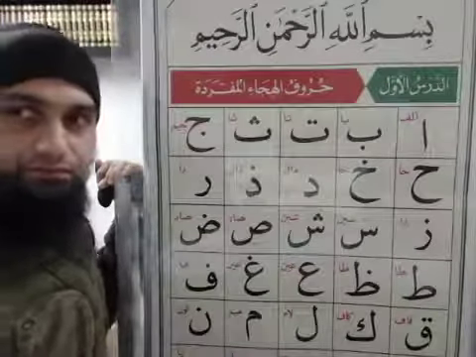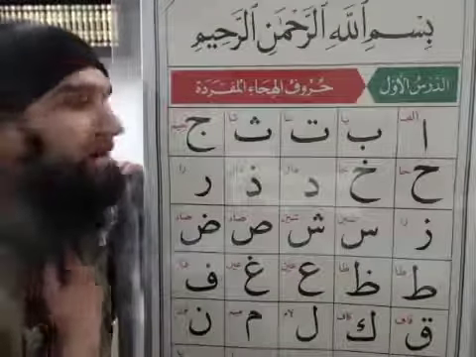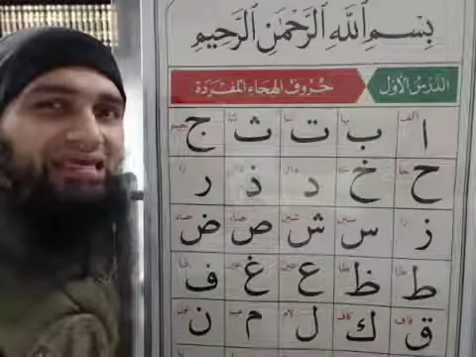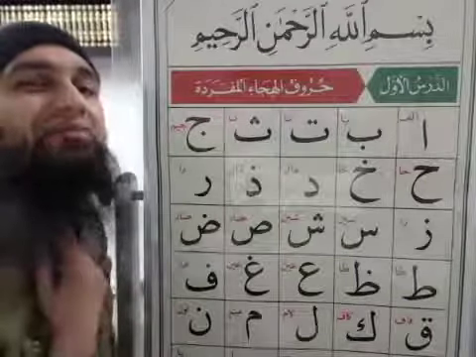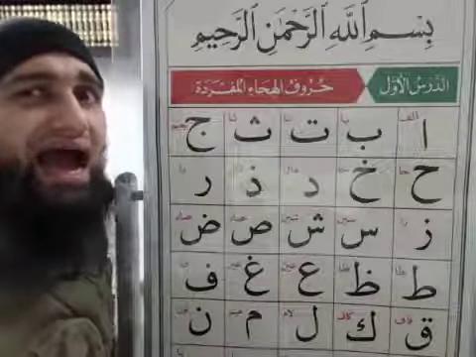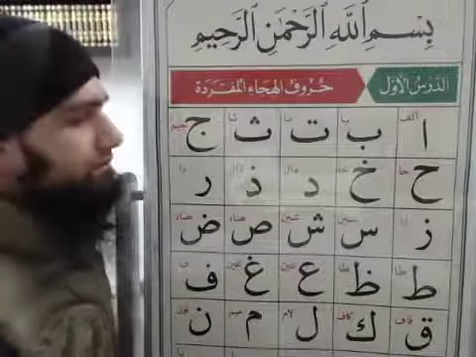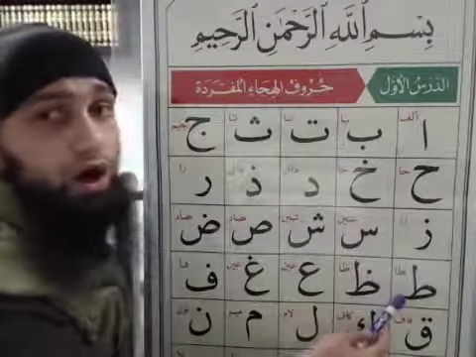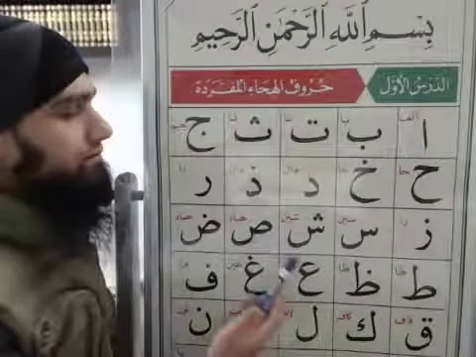Next letter. This comes from the middle of the throat, where ha comes from. But this one is a different sound. Look. Ayn. Ayn. Middle of the throat. Sad, Dad, Ta, Dha, Ayn.